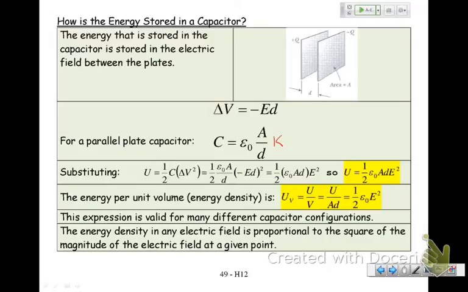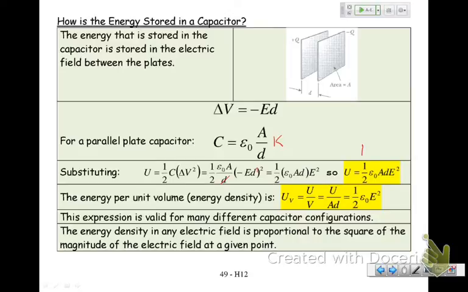So energy is equal to 1/2 C delta V squared. That's one of my 3 equations, which was 1/2 epsilon naught A over D. That's my C times minus ED. That's going to be squared because it's V squared. Turn the handle: 1/2 epsilon naught A D E squared. Where's my D gone? That D's gone with that D squared there. So U is equal to 1/2 epsilon naught A D times E squared.